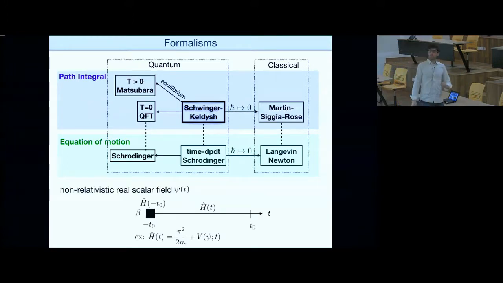So for the rest of this talk, I'm going to really simplify the kind of system I'm considering. I'm going to consider a system of a non-relativistic real scalar field psi. I don't even care about space dependence. So it's really a zero-dimensional field theory, just time dependent, which is going to be described by a time-dependent Hamiltonian. So I'm going to prepare my system at some certain temperature at the initial time, and then I will evolve my system with a time-dependent Hamiltonian.